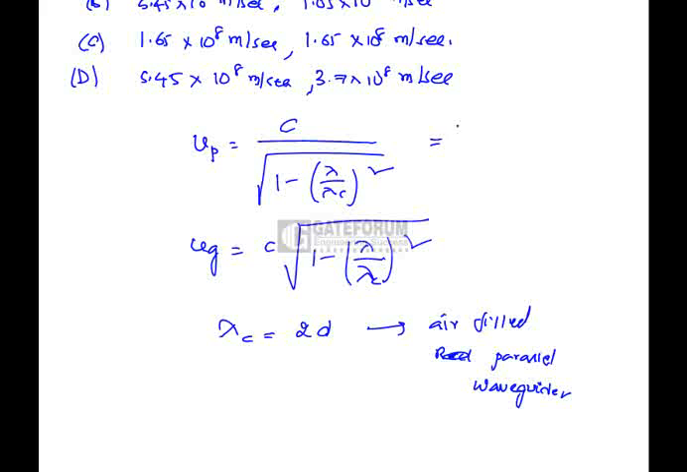Hence Vp is going to be 5.42 into 10 power 8 meters per second. Vg is going to be 1.65 into 10 power 8 meters per second. Hence option B is correct.